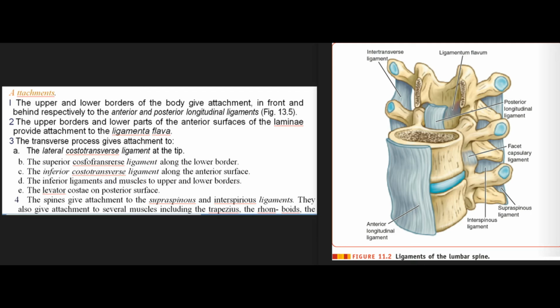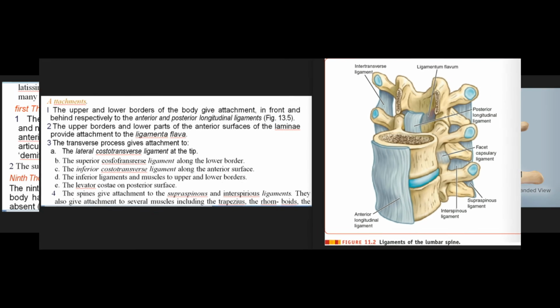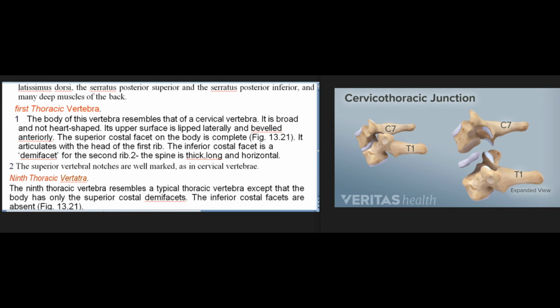4. The spines give attachment to the supraspinous and interspinous ligaments. They also give attachment to several muscles including the trapezius, the rhomboids, the latissimus dorsi, the serratus posterior superior and the serratus posterior inferior, and many deep muscles of the back.